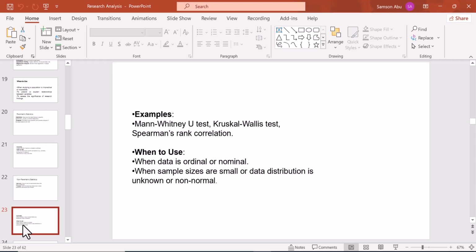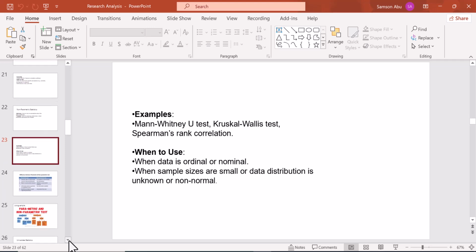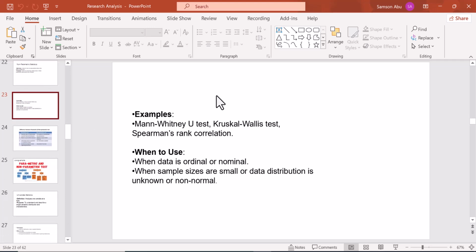And when to use them: when the data is ordinal or nominal, that is categorical. When the sample size is small or the data distribution is unknown, you don't know if it's normally distributed or not, we use non-parametric. Okay, I believe we are following.